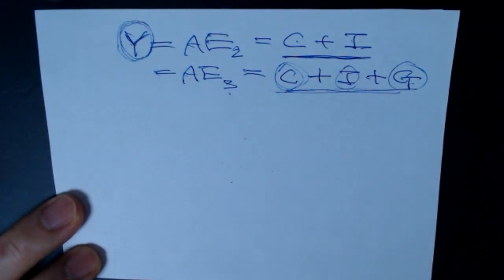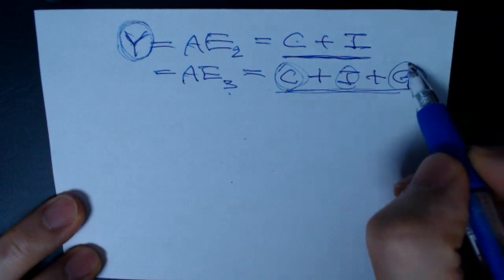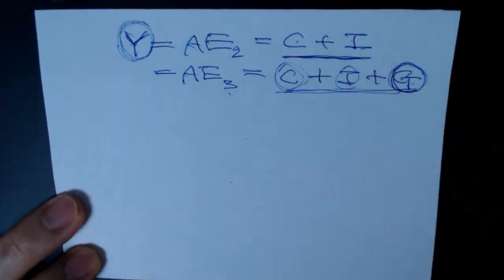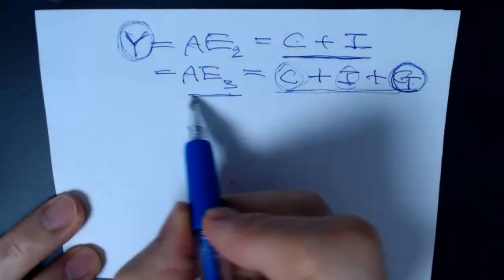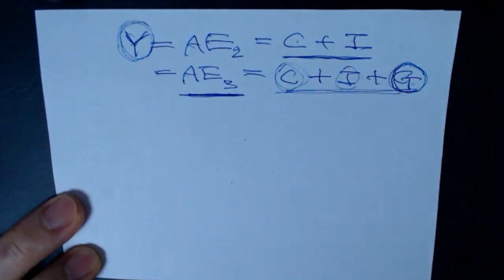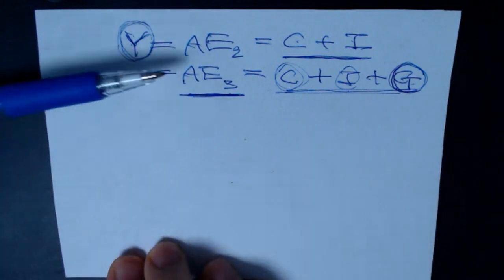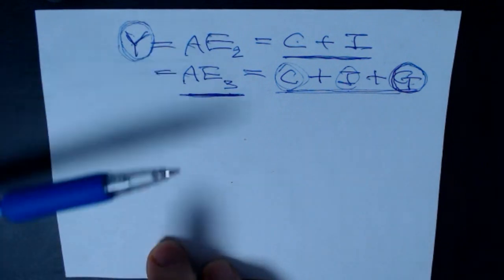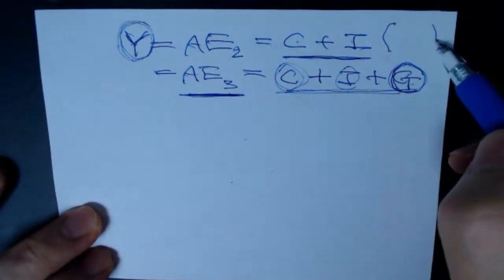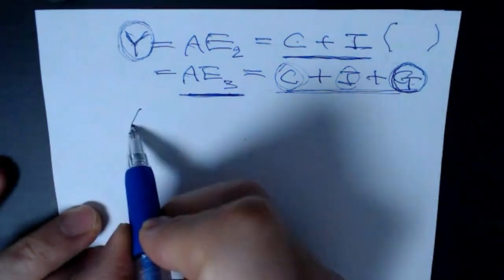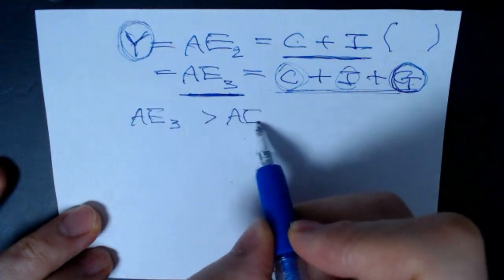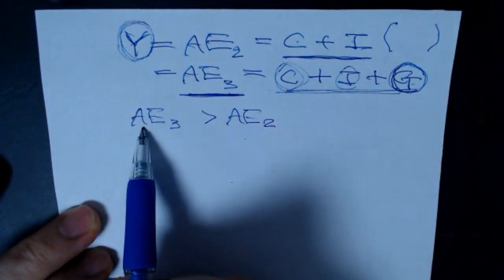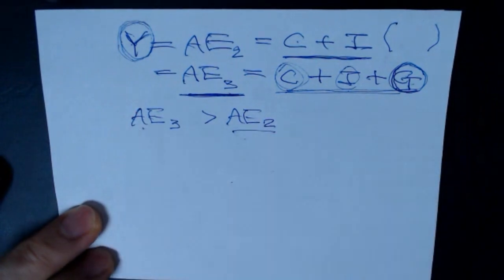And as I just said before, now we have G. So you can guess, okay? Now we have additional G, which means that aggregate expenditure 3 compared to aggregate expenditure 2 must increase, right? Because we have additional G here. So the straight answer is like this. AE3 greater than AE2 because we have additional G.